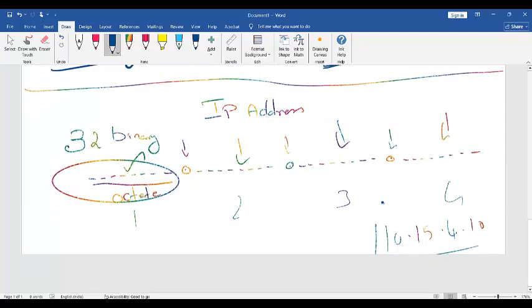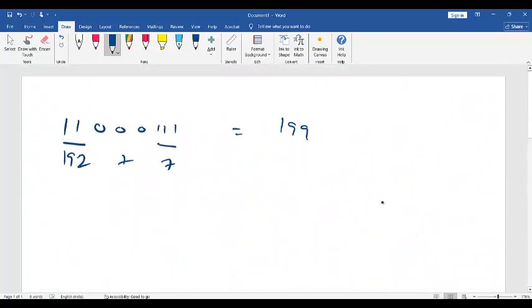If you remember this, if the first 2 are on, 192. If the first 3 are on, 224. If the first 3 are on, 224. So now I'm going to ask you, what is the value? 224 plus 15. You can do it like that, or what is the total value? 255 minus this value, which is 32.